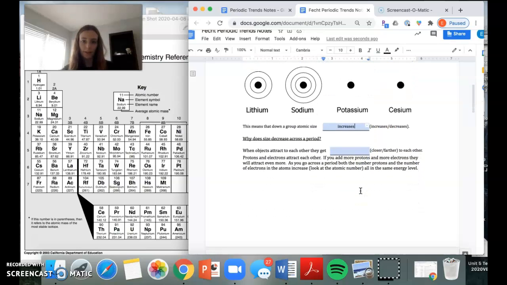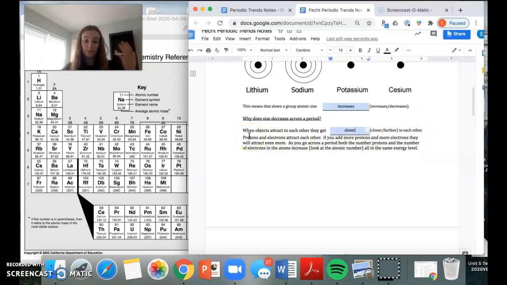But then why do they decrease across a period? When I first think about it, I'm like, it has more protons, it has more electrons. Well, since it does have more protons and more electrons, it's going to decrease going across. And why that is because when objects attract to each other, say if you have 2 magnets, if they are really strong and they're attracting to each other, they get closer together. Or say if you have 2 people that like each other, if they are attracted to each other, they're going to be closer. You're going to find them close to each other on a couch.